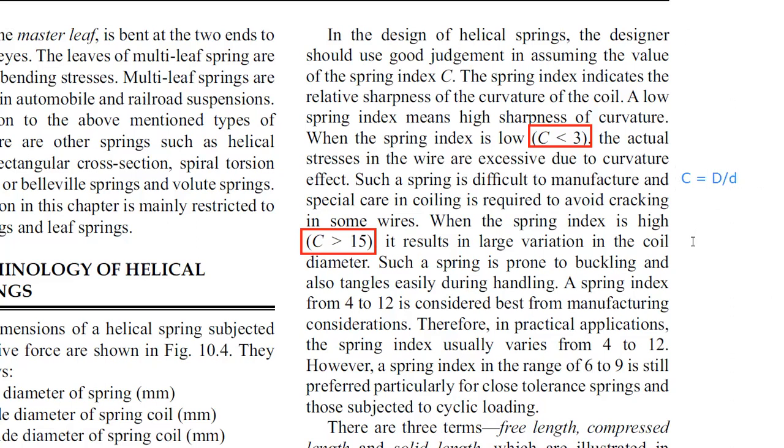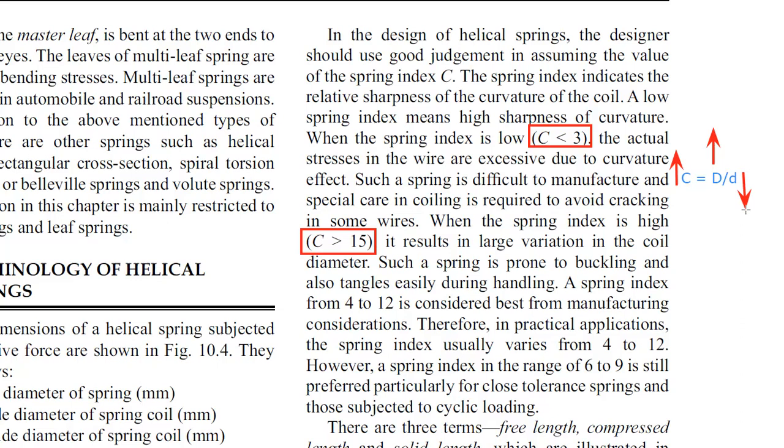So if I wanted to increase the value of C, ultimately what will I do? Either I will increase the value of capital D or I will decrease the value of small d. By doing these two things, you will be able to increase the value of C, which is the spring index. So the high spring index means the variation in coil diameter. So this kind of spring is prone to buckling and also tangles easily during handling.